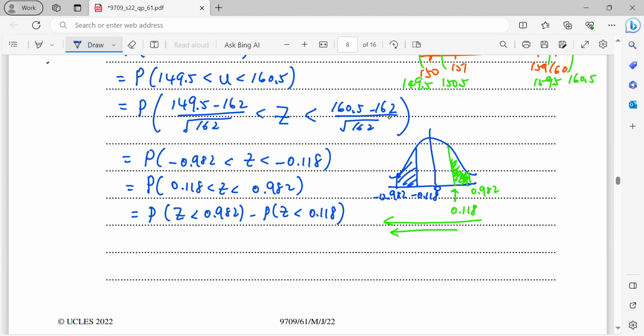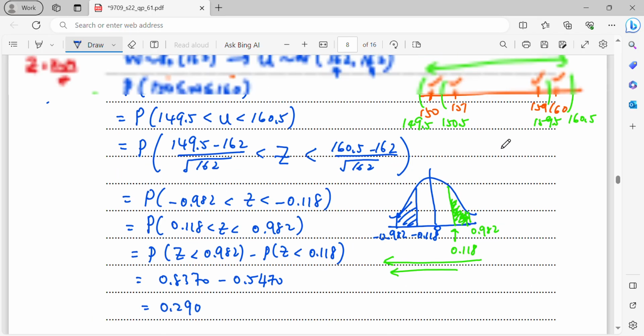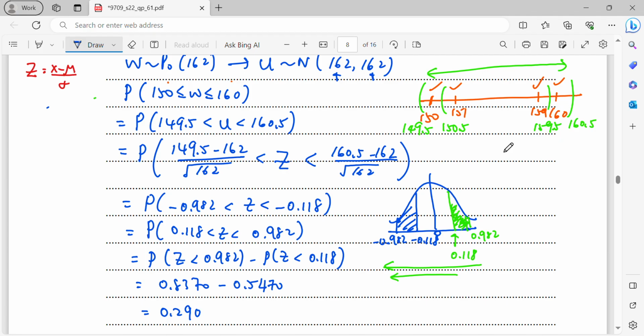Then from here, you can just refer to the normal table to get the first probability as 0.8370, and the second probability is going to be 0.5470. So when you minus, the answer is 0.290. Okay, so that is the probability of W between 150 and 160 inclusive.